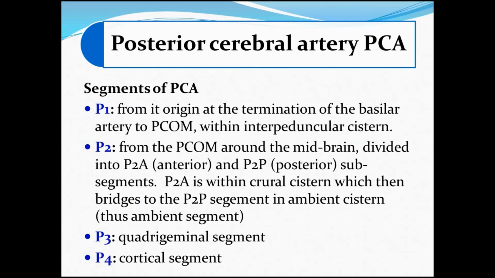The posterior cerebral artery has 4 segments. The first segment, P1, extends from the termination of the basilar artery to the posterior communicating artery within the interpeduncular system. And then P2 from the posterior communicating artery around the midbrain, divided into 2 parts, proximally P2A and distally P2B. P2A lies within the crural cistern and P2B lies within the ambient cistern. P3 lies within the quadrigeminal system, and P4 is then the cortical segments of the posterior cerebral artery.